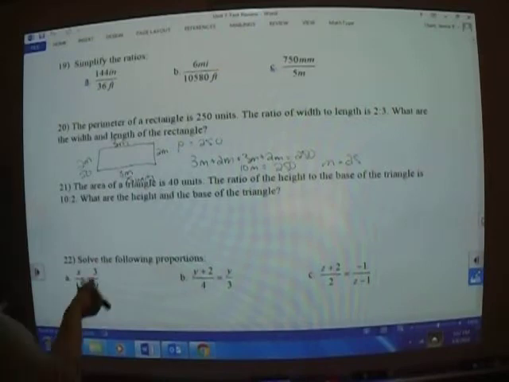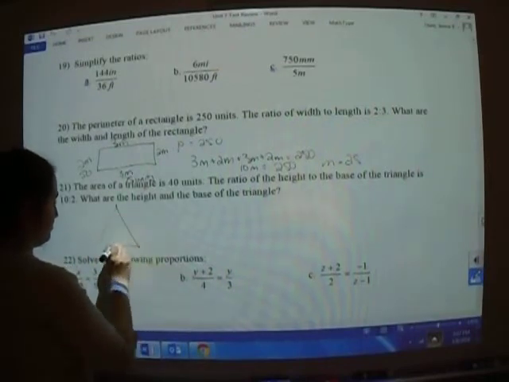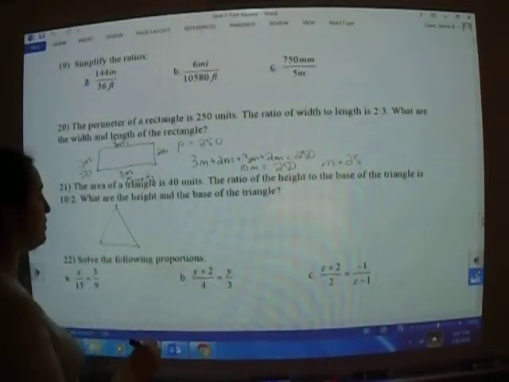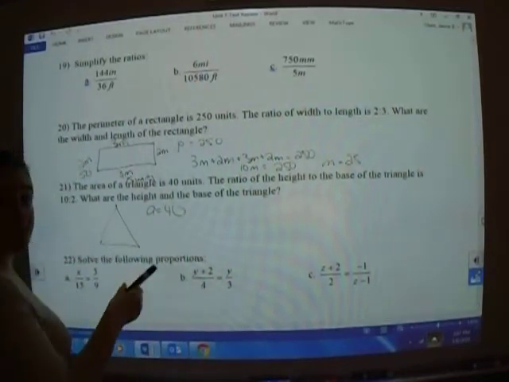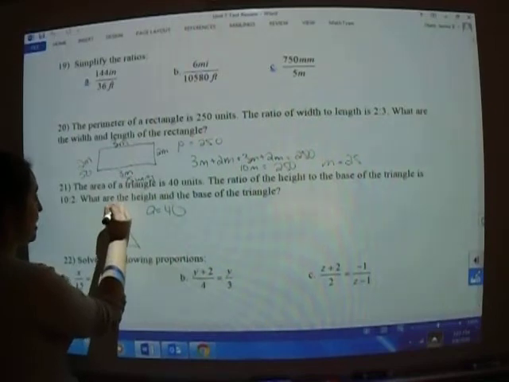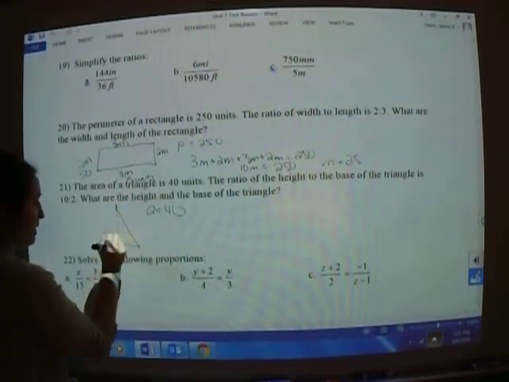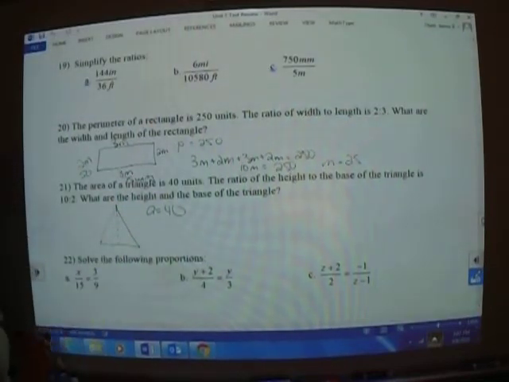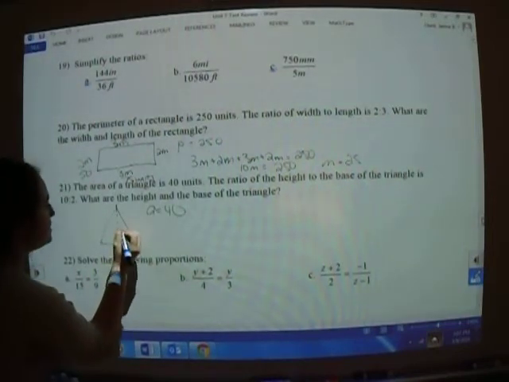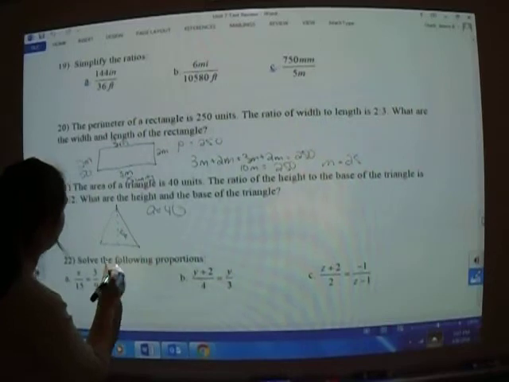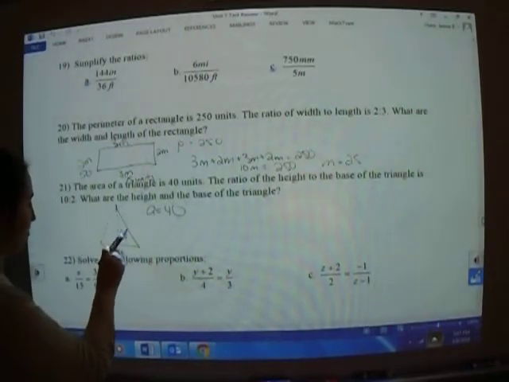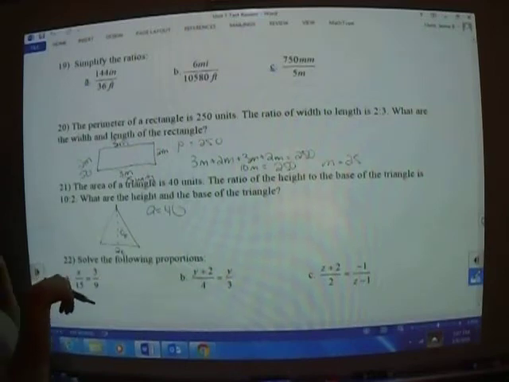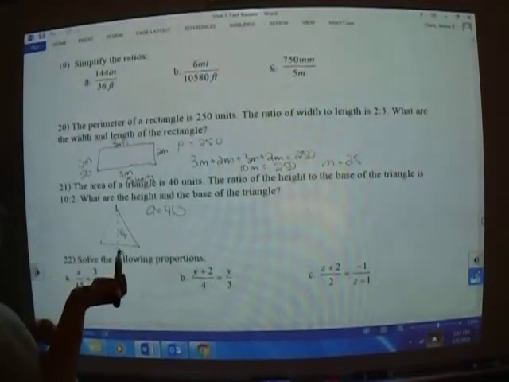The area of a triangle, so we have a triangle, is 40 units. So A equals 40. The ratio of the height. Now this is important. The height of a triangle is this line right here. So the ratio of the height to the base of the triangle is 10 to 2. So this is 10t. I'm going to use t as my dummy variable. And 2t. I know it doesn't look like this should be that much smaller, but it is. What are the height and base of the triangle?